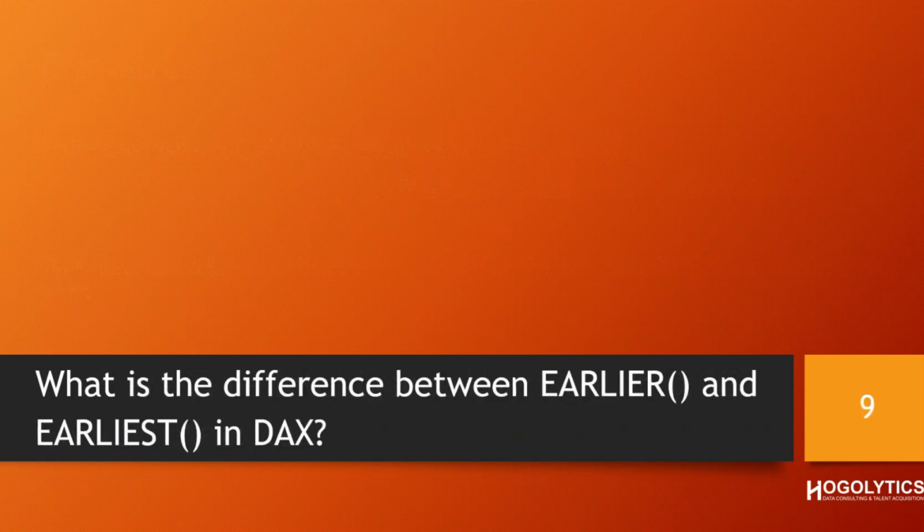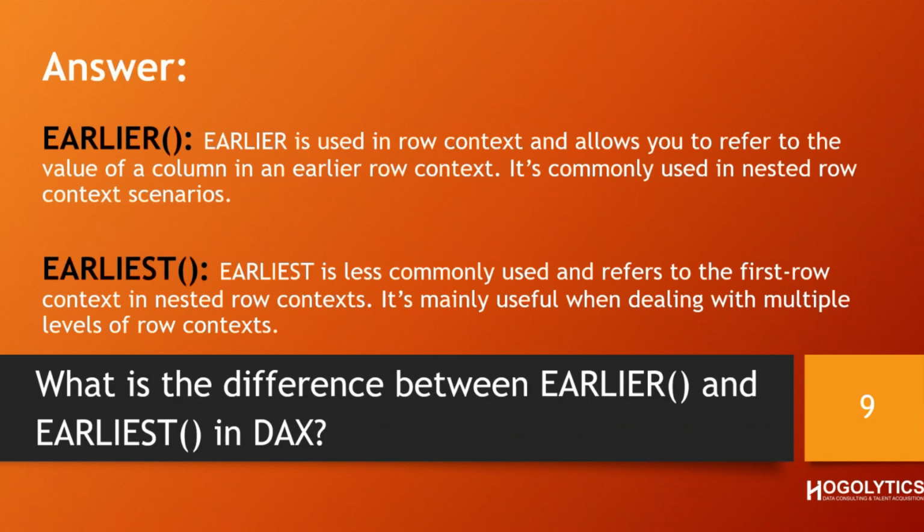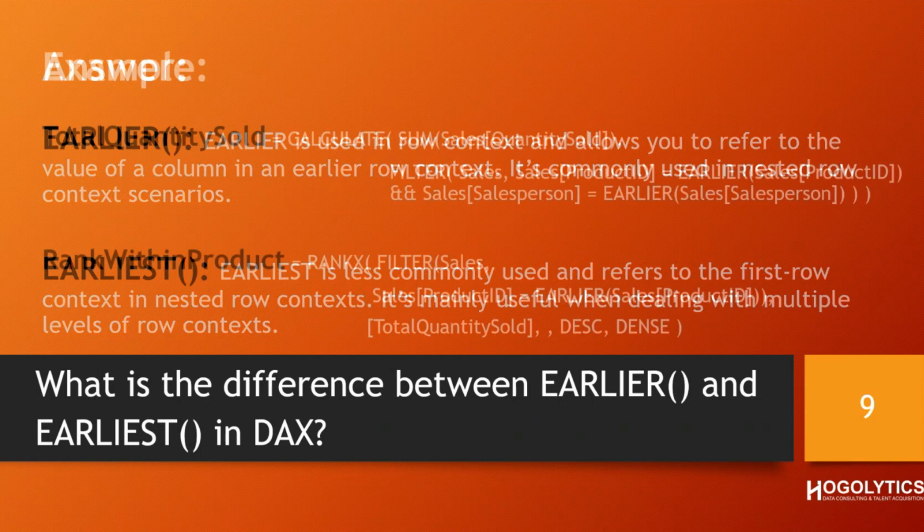Another DAX question someone may ask in an interview is, what is the difference between EARLIER and EARLIEST in DAX? EARLIER is used in row context and allows you to refer to the value of a column in an earlier row context. It's commonly used in nested row context scenarios. On the other hand, EARLIEST is less commonly used and refers to the first row context in nested row context. It's mainly useful when dealing with multiple levels of row context.